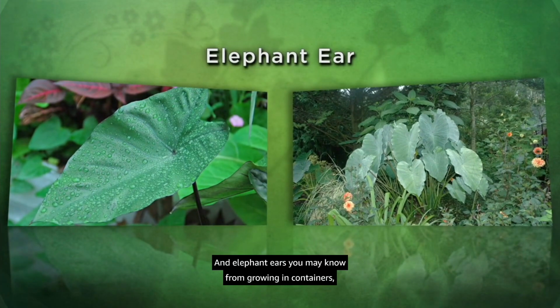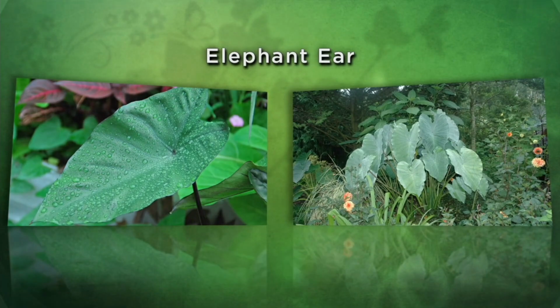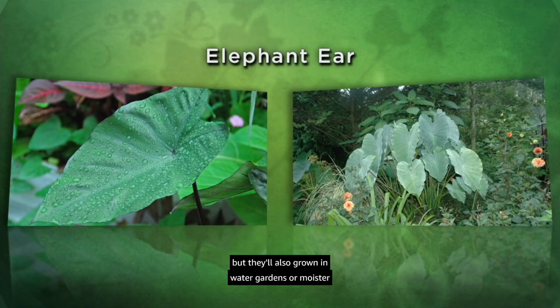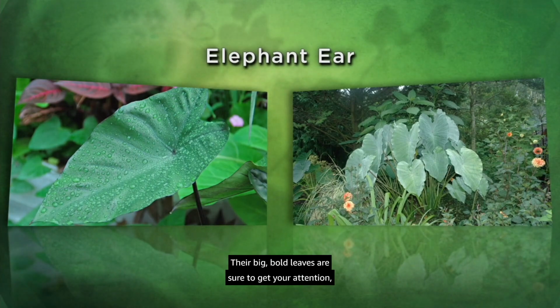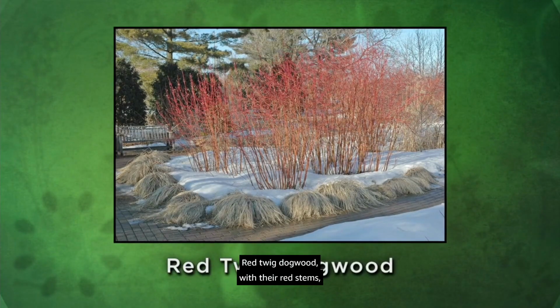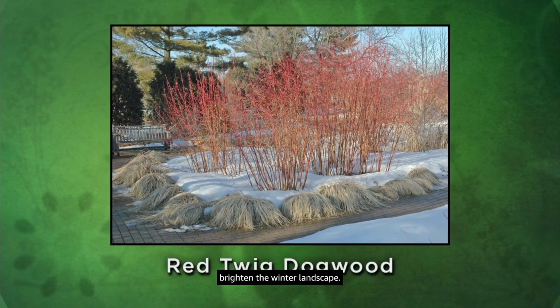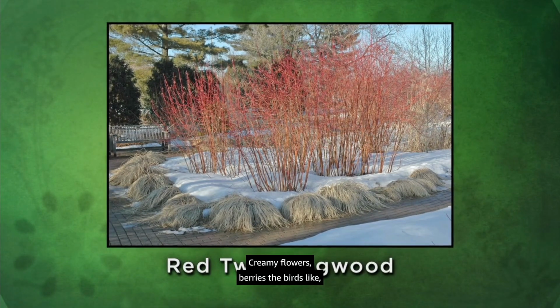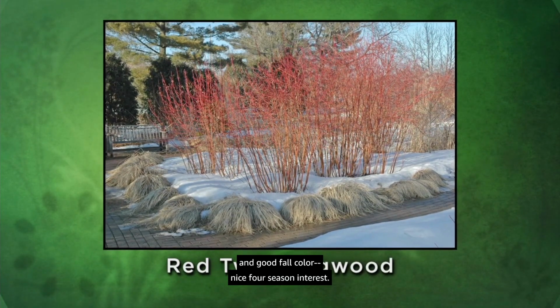And elephant ears you may know from growing in containers, but they'll also grow in water gardens or moister areas in the landscape. Their big, bold leaves are sure to get your attention no matter what your garden design. Now here are a few shrubs you might recognize and try in wetter areas. Red twig dogwood with their red stems brighten the winter landscape, creamy flowers, berries the birds like, and good fall color. Nice for season interest.